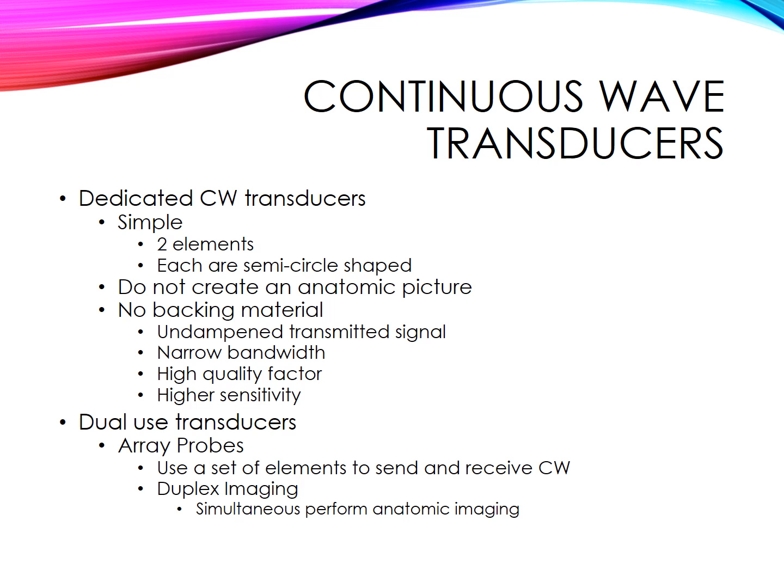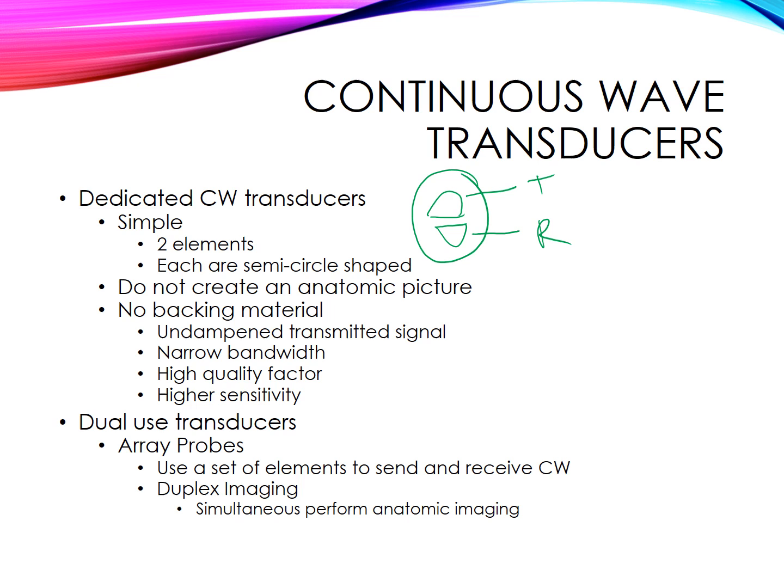So with continuous wave Doppler, we need to understand how the continuous wave transducers work with it. There are a couple of different types of transducers that can do continuous wave. And the first one is a dedicated continuous wave transducer. These are really simple transducers. They have two elements. Each are going to be a semicircle shape. So you'll look like something like this. They usually have round faces. Again, one is going to be for transmit and the other one is going to be for receiving.